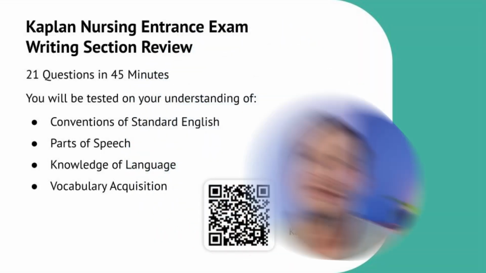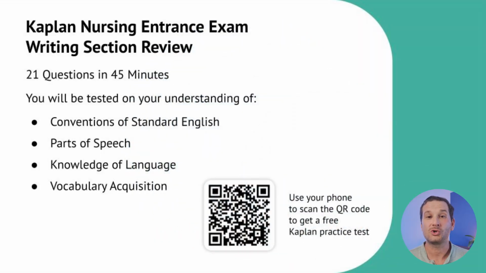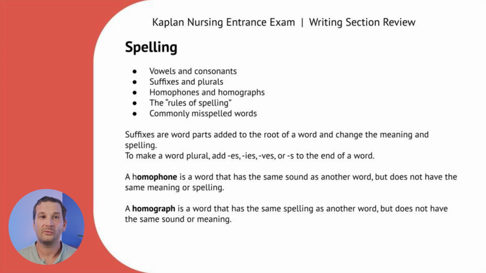Now, this section of the test is 21 questions, and you'll have 45 minutes to answer these questions. You'll be given a set of passages and have to answer a few questions for each of those passages. And they're going to test you on things like passage development, paragraph logic, mechanics of writing, things like that. So when we dive into the first topic, it's going to be spelling.